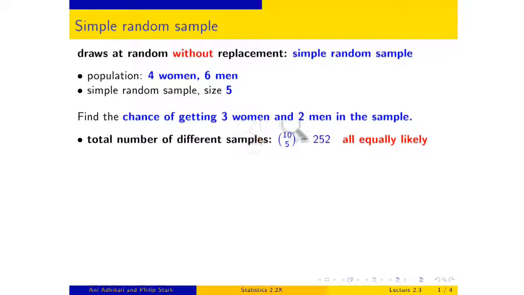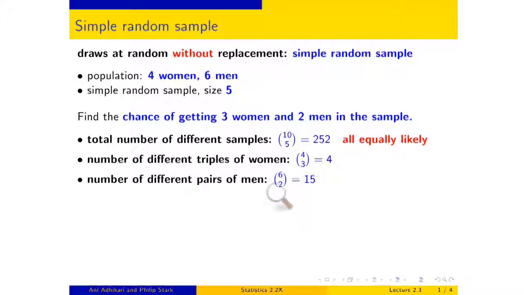So if we want to find the chance of getting 3 women and 2 men, what we need to do is to count how many samples give you that feature, and then divide by 252, and you're done. So we need to count the number of samples that have 3 women and 2 men. Let's simplify that problem. How many ways can we pick 3 women? Well, we've got 4. We've got to choose 3, and that's exactly what 4 choose 3 does. The number of different triples of women is 4 choose 3, and that's an easy calculation. That is 4. Similarly, the number of pairs of men is 2 men out of 6 men. 6 choose 2, and that's 15.